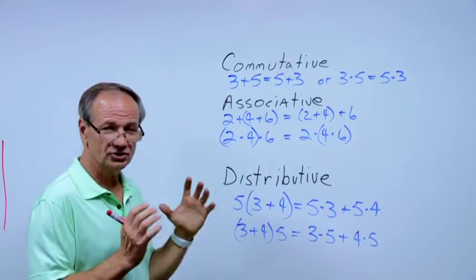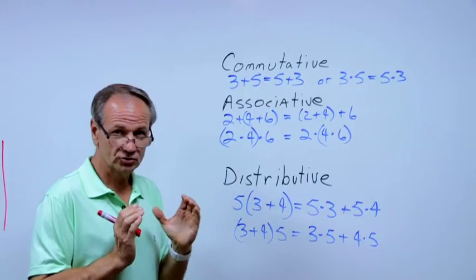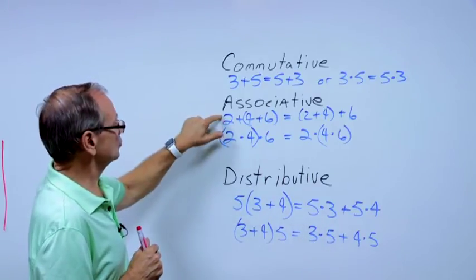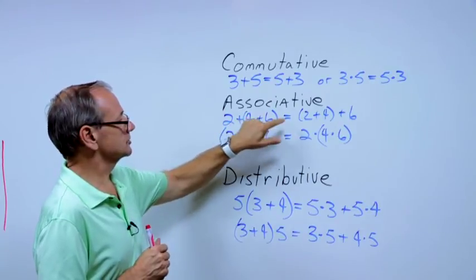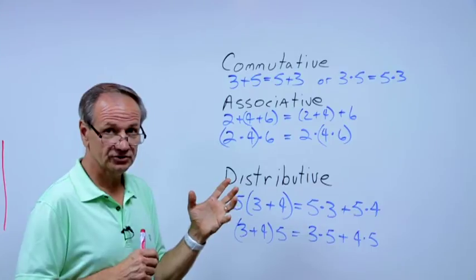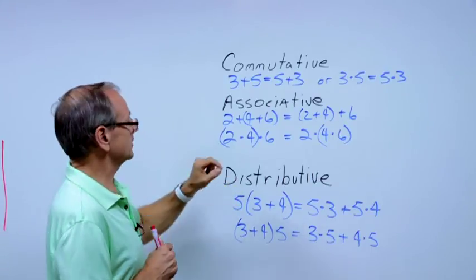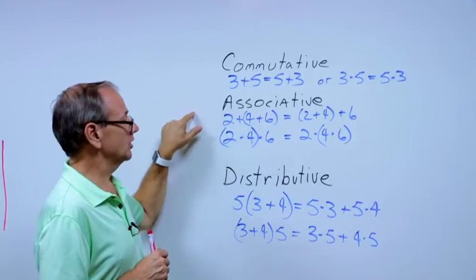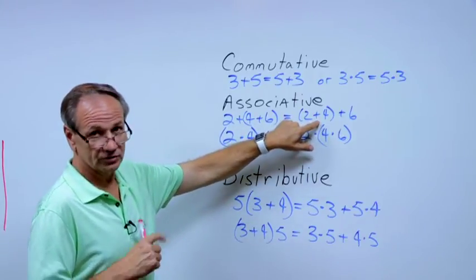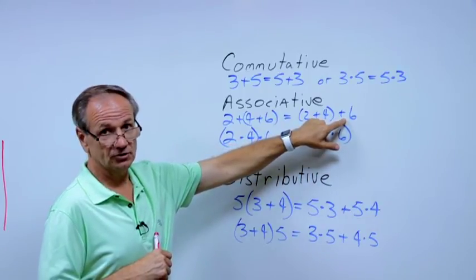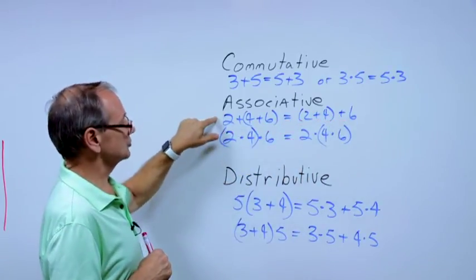This one says it doesn't matter how we group the numbers if the operation stays the same. So (2 plus 4) plus 6 is equal to 2 plus (4 plus 6). Now yes, we do what's in the parentheses first, but since we're adding, watch what happens. 4 plus 6 is 10, plus 2 is 12. 2 plus 4 is 6, I do that first, then I add 6 to it, and I get 12 as well. So this one stayed the same.